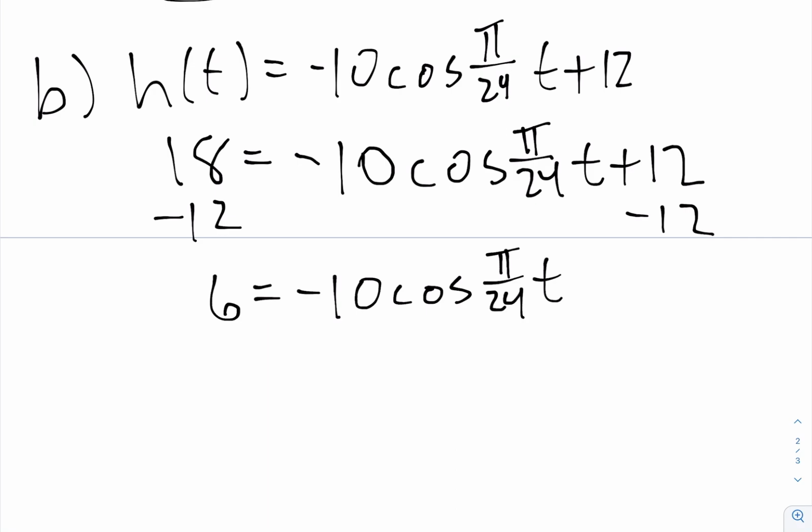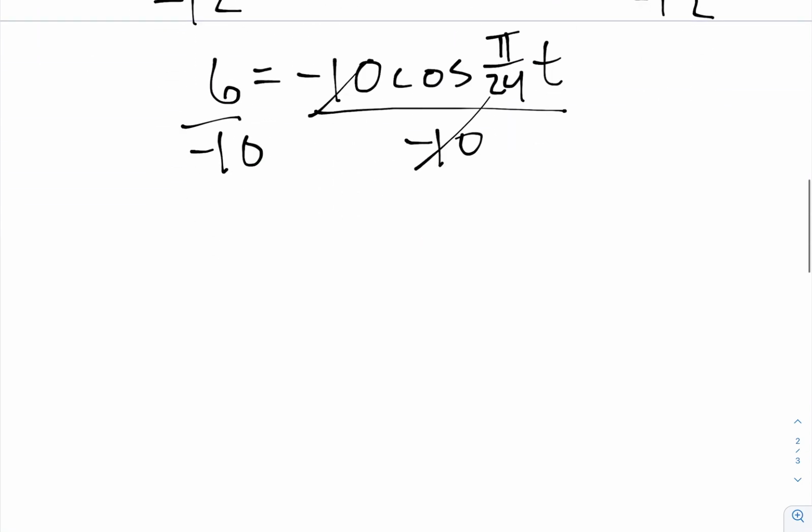Okay, working from the outside in, we're going to divide by negative 10, because see how this cancels now? And if we reduce the left side, we can divide both by 2, so it's going to be 3 over negative 5, so negative 3 over 5. That's going to be cosine pi over 24t.